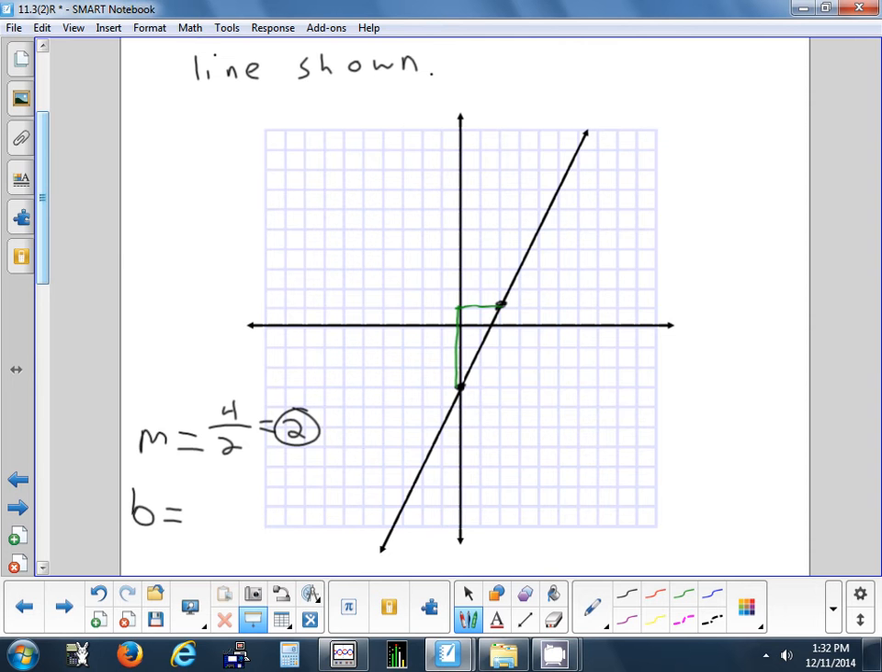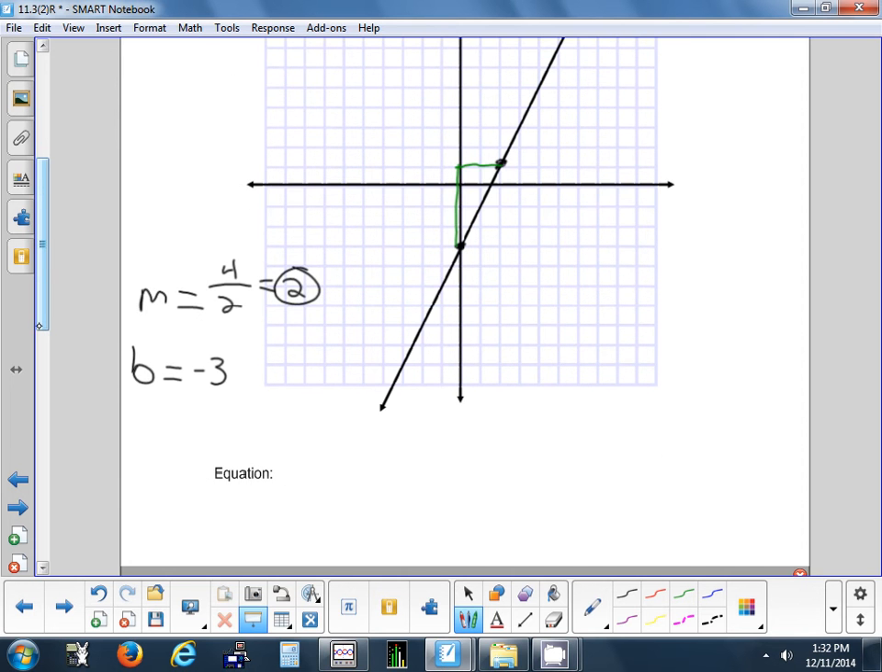Okay, what's the B? That's my y-intercept. Where is it? Negative 3. Negative 1, 2, 3. So now how do we write the equation? How do we write the final answer, guys? So we got M, we got B, we've done the hard stuff. y equals 2x minus 3. Does everybody agree with that? Yeah, that is the correct answer. Yep, y equals 2x minus 3.